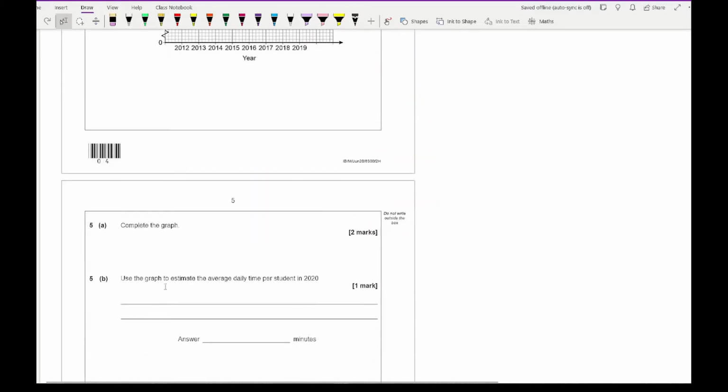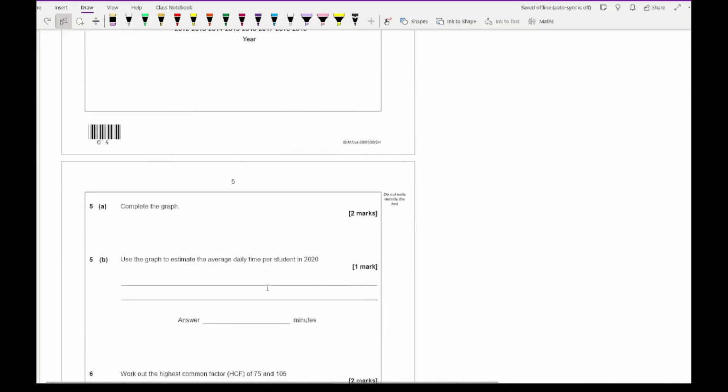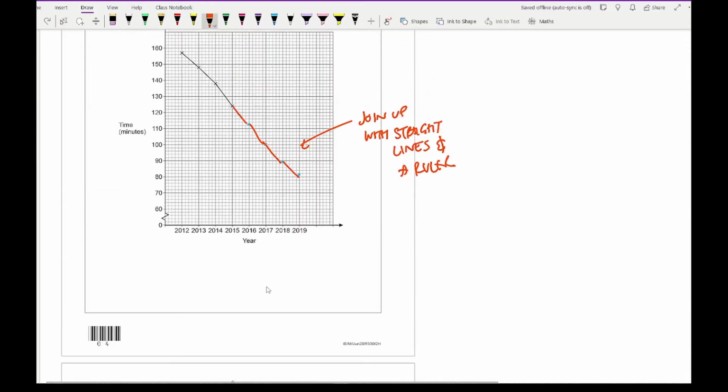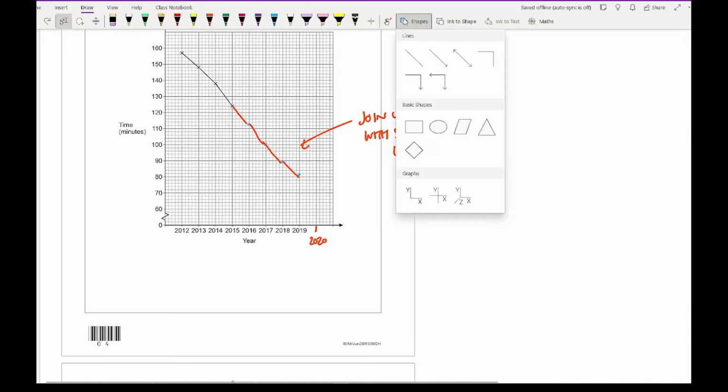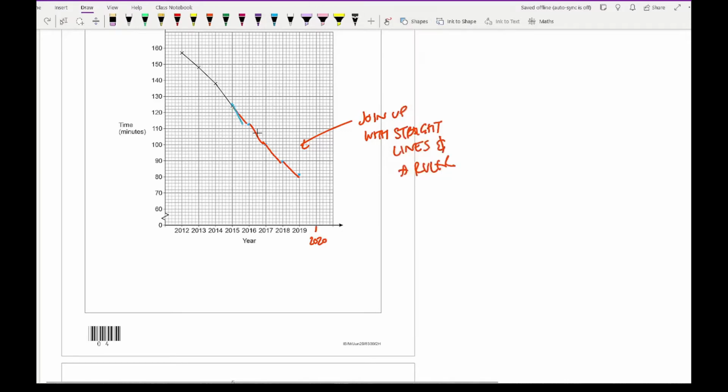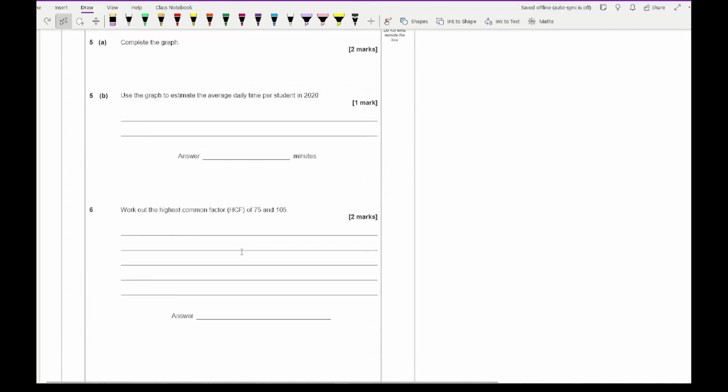So then it says use the graph to estimate the average daily time per student in 2020. Now 2020 is going to be here. Now if I draw a line, let me actually draw a proper straight line, and let's do this in a different colour, marking out where it should be in terms of those points. I wouldn't say a line of best fit, but roughly where it should be. I would say somewhere along the lines of the low 70s. So I would go for an answer between 70 to 78, which should be fine.